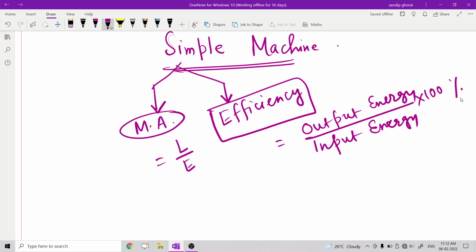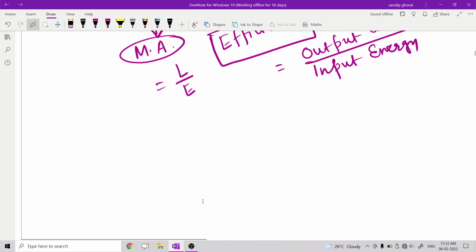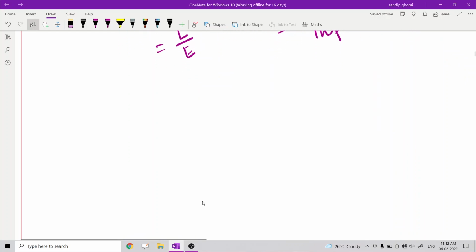Because actually, due to friction and other resistive forces, some energy is lost in the form of, sometimes light, sometimes heat also. So in this case we cannot get a 100% efficient machine. Now we move to some different simple machines.